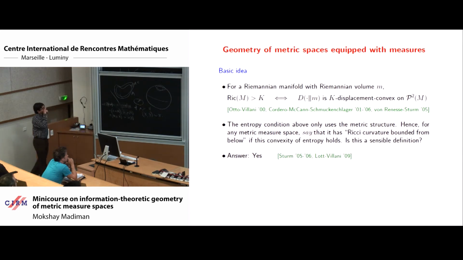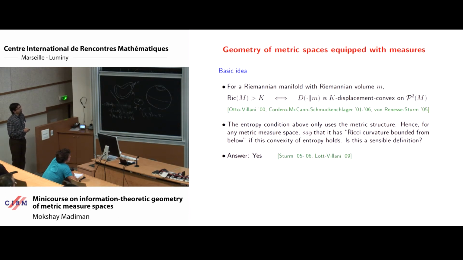And with this in hand, we come to this information-theoretic geometry of metric measure spaces. Well, this is the first step: if you take a Riemannian manifold with Riemannian volume M, then the Ricci curvature is bounded from below by K if and only if the relative entropy with respect to M, let's say it's normalized, is K displacement convex on the space of probability measures with bounded second moment.